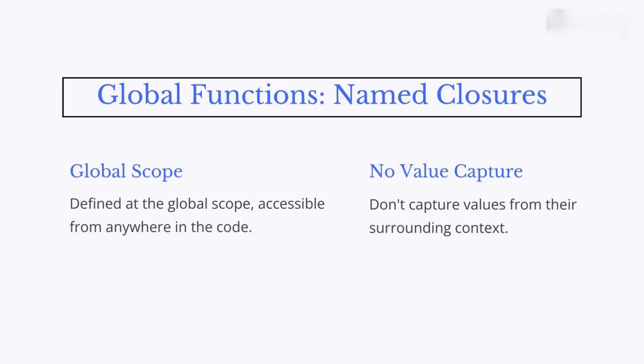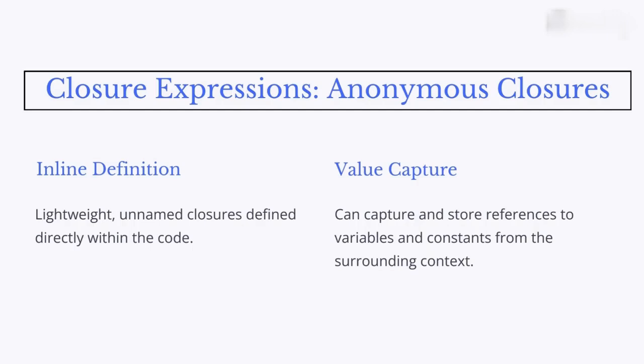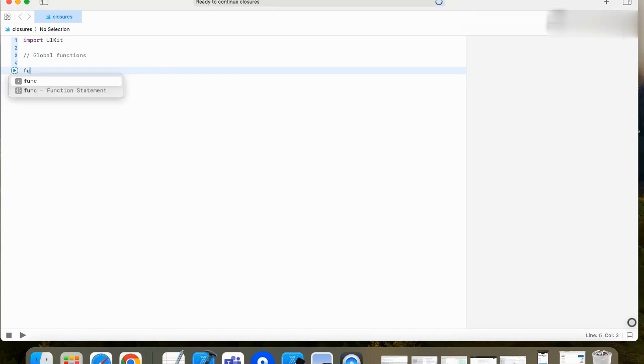So let's start. First, what are global functions? Global functions are defined at the global scope and they do not capture any values. Nested functions are enclosed in a scope, and they capture values from the surrounding context. And then the anonymous closures, which are inline definitions: lightweight, unnamed closures defined directly within the code. They capture and store references to variables and constants from the surrounding context. Let's create a simple program so that you'll get a better understanding of closures.